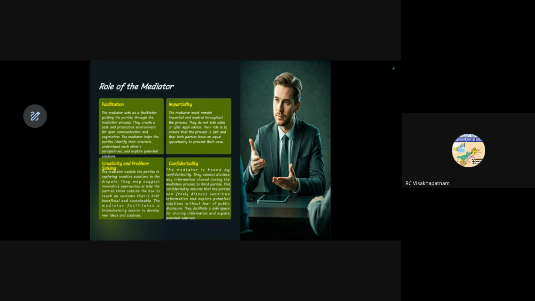Next, the role of mediators. The role of the mediators can be facilitation. The mediators are not involved in the active process, but they help the parties reach a mutual agreement. Impartiality: the mediators shouldn't act as partial. The mediators should be problem solving and creative. Yes, absolutely. And they have to maintain confidentiality.